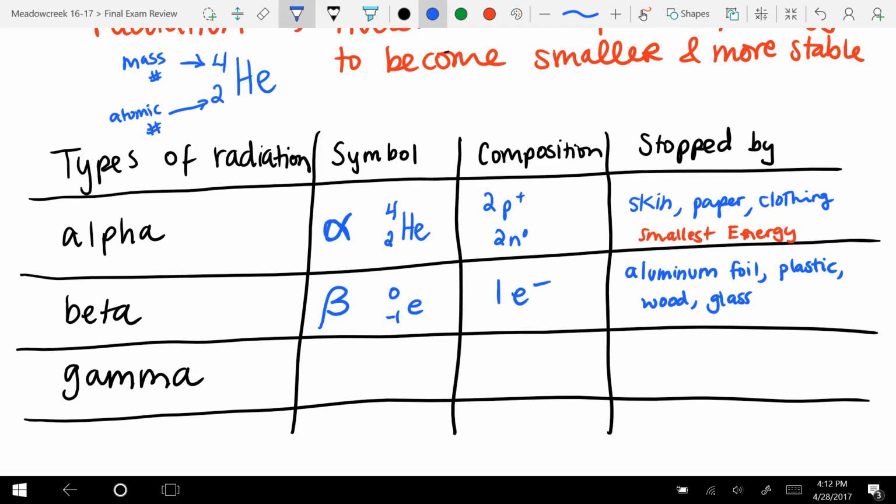Now gamma rays. Their symbol is kind of this curled Y, and they are pure energy. So it's straight up energy. In this case, they need to be stopped by things like lead, concrete, and earth. I'm talking about dirt, like meters of dirt, a lot of it.